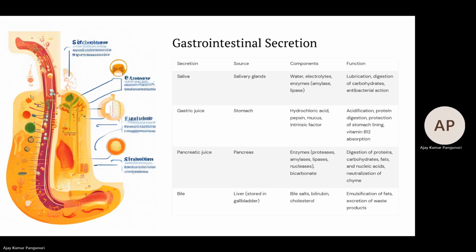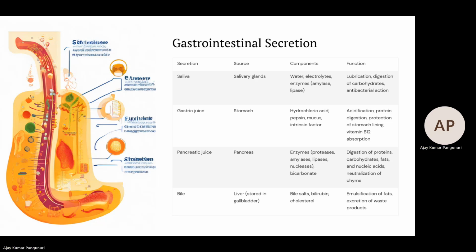Pancreatic juice, secreted by the pancreas. It contains enzymes, proteases, amylases, lipases, nucleases, and bicarbonate. It helps in the digestion of proteins, carbohydrates, fats, and nucleic acids. It also neutralizes the chyme.